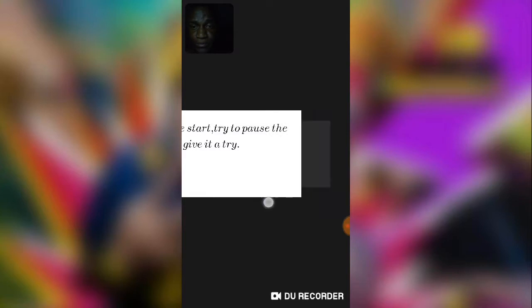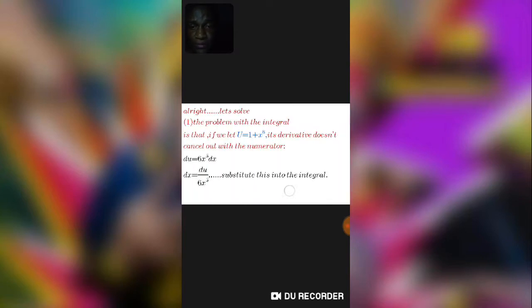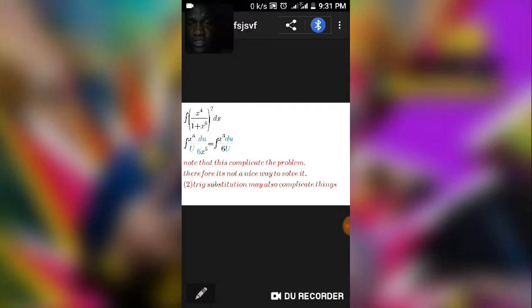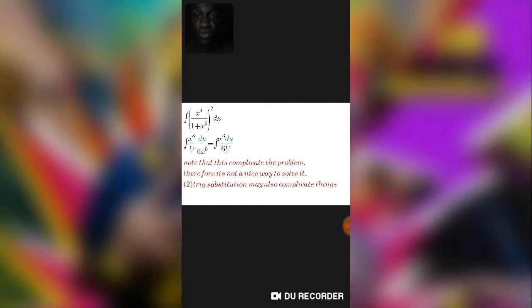So if we plug this into the integral, we have the integral of x raised to the power 8 over u, du over 6x raised to the power 5, and it cancels out, leaving us with x raised to the power 3. And since we are in the u world, that doesn't make sense. We need all the x's to cancel. So this indicates the problem, therefore it's not a nice way to solve it.